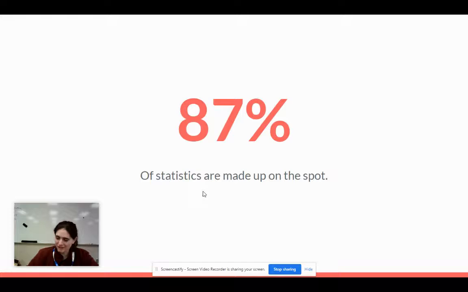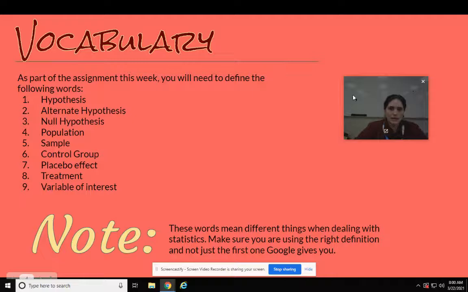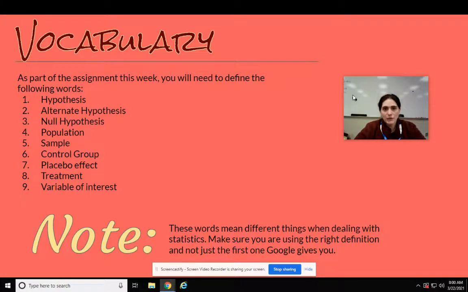Fun fact. Okay. The first thing we're going to start with for this unit is we need to go over some vocabulary. And there are going to be other vocabulary words later on, but this is what we're starting with. So as part of the assignment this week, you're going to have to define these, and don't worry about memorizing them. They're going to be in the assignment too.